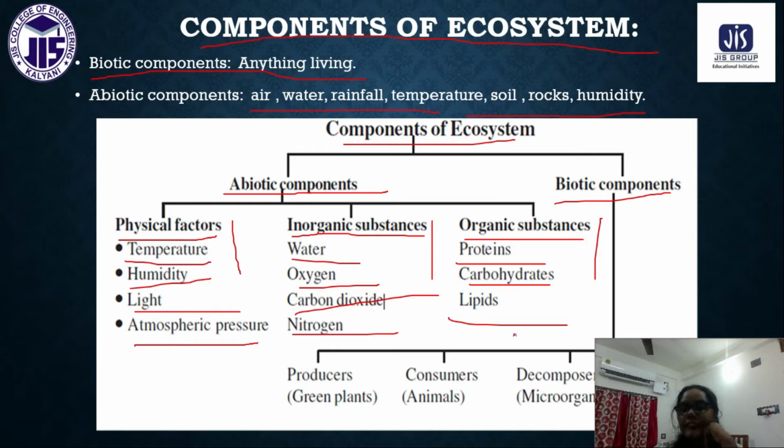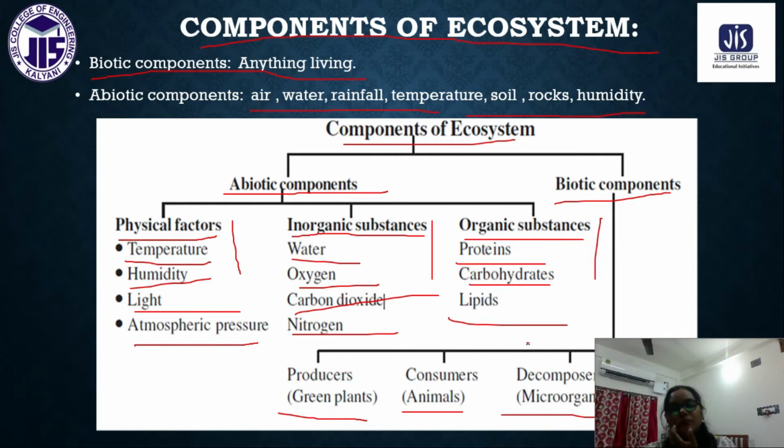Okay, so these are the organic substances belonging to the category that is abiotic component. Now biotic components are three types. One is producer, one is consumer, one is decomposer. Producer means which can produce their own food, like all types of plants. Green plants generally belong to this category, that is producer. They can produce their own food.